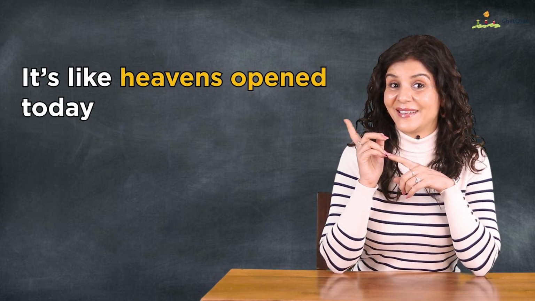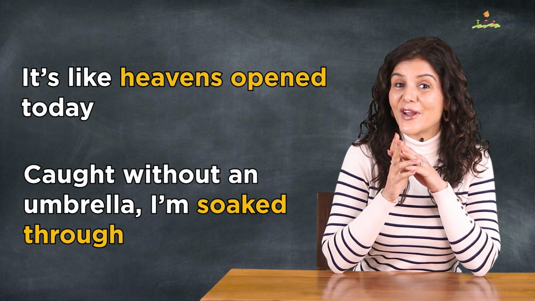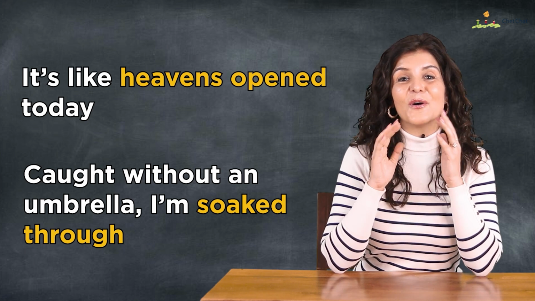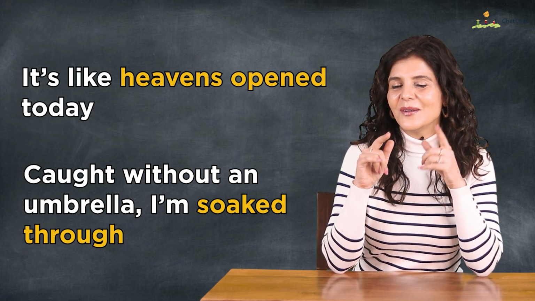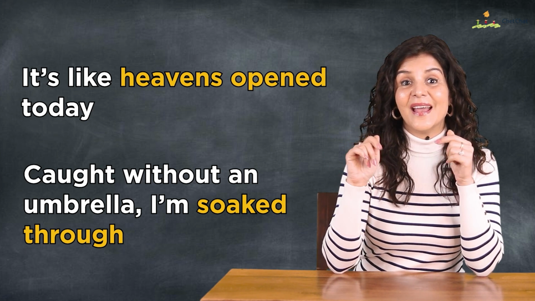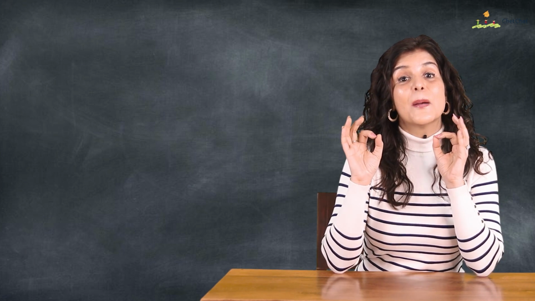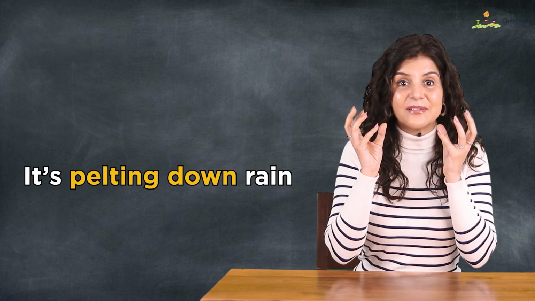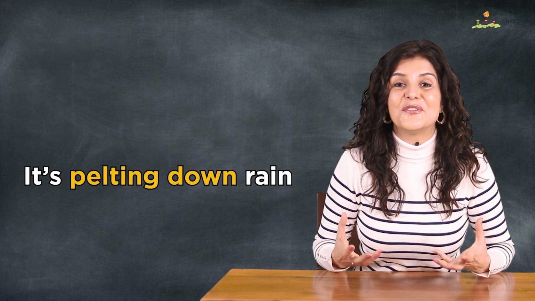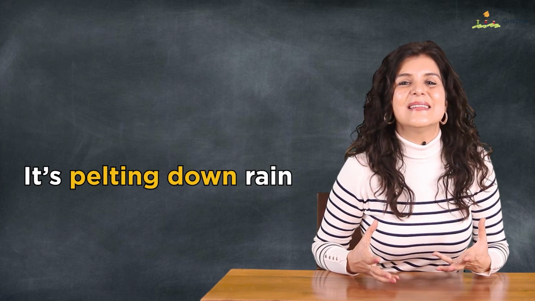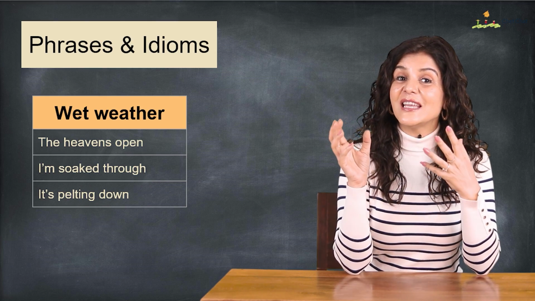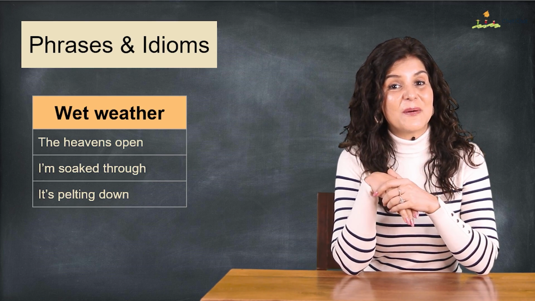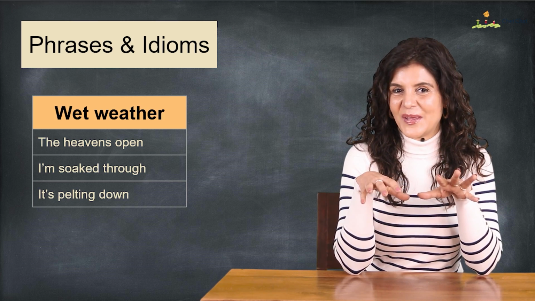This is a practical one. Caught without an umbrella, I'm soaked through. Soaked to the bone or soaked through, you can use them quite easily. A nice one to use is it's pelting down rain, like stones pelting down. Sometimes the raindrops are so large, they almost feel like stones. It's pelting down today. You've got 3 beautiful phrases and expressions that you can use to talk about the rainy season or the wet weather.